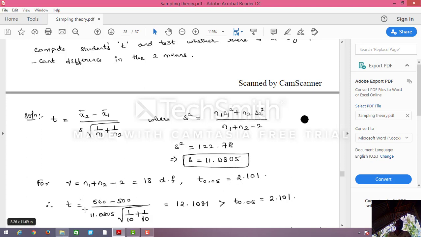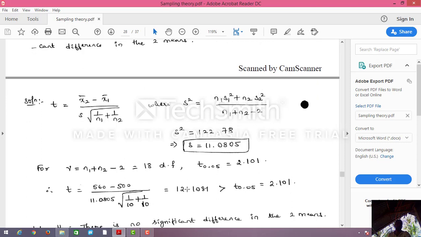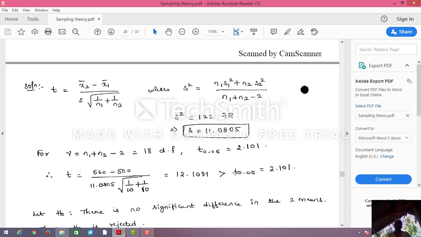Now we can substitute: t equals x2 bar minus x1 bar divided by S into root of 1 by n1 plus 1 by n2. X2 bar is 560, x1 bar is 500, divided by S, which is 11.0805, into root of 1 by 10 plus 1 by 10, which equals 12.1081. The 5% level of significance value is 2.101, and the t value should be greater than the 5% level of significance value. So hence the hypothesis is rejected.